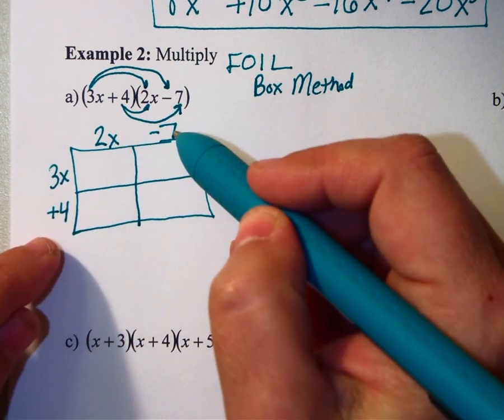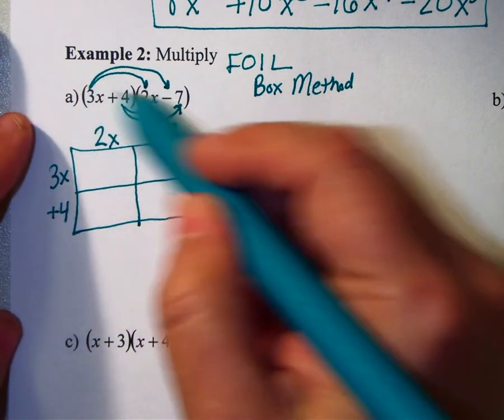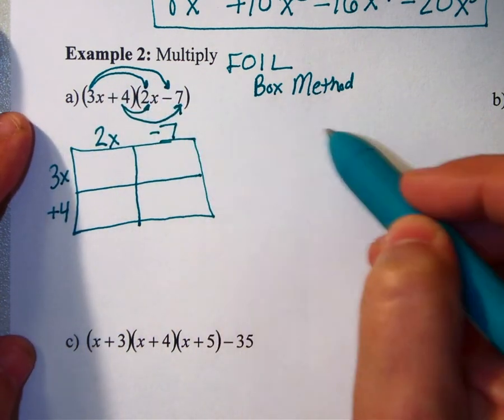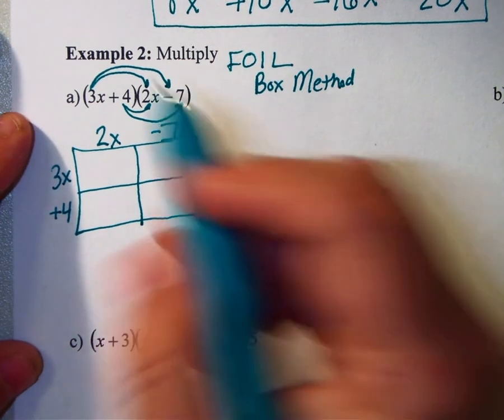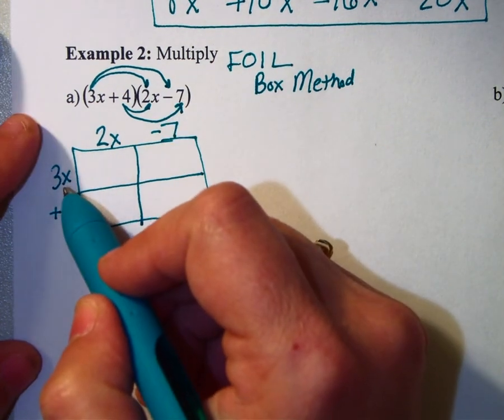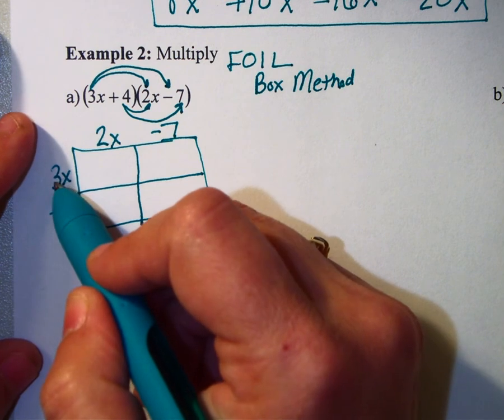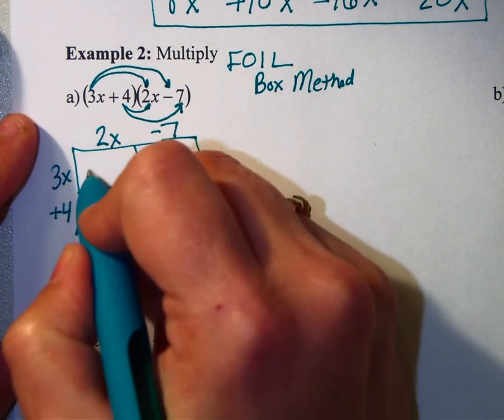I really don't care which method you feel comfortable with. The method you're comfortable with is the method I'm happy with. So 3x times 2x will give us 6x squared. We multiply the 3 and the 2, and we add the exponents. There's 1 and 1, which gives us 2.